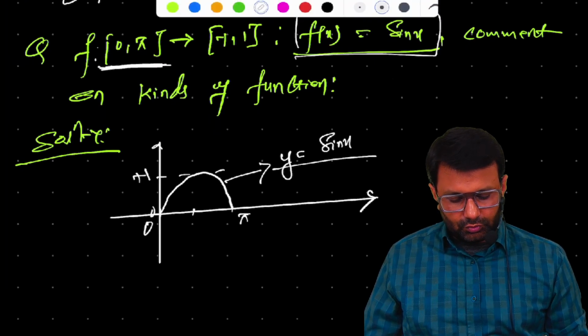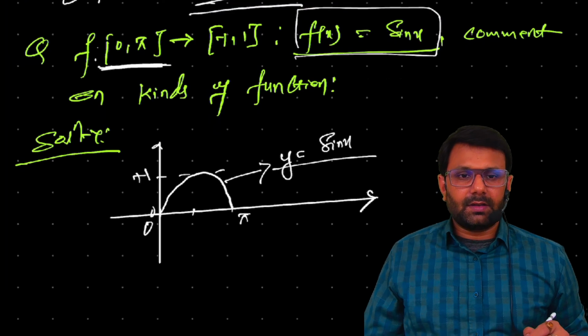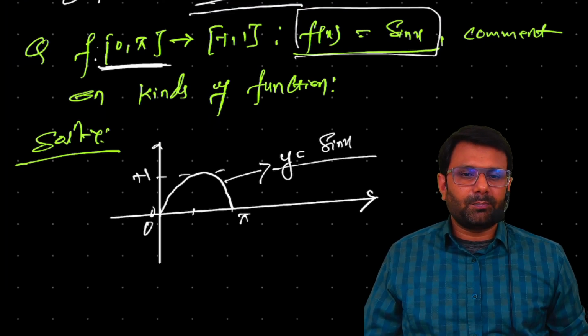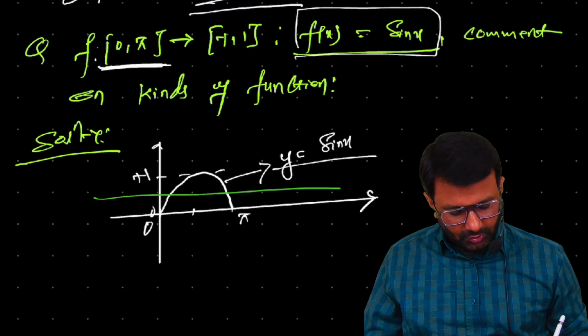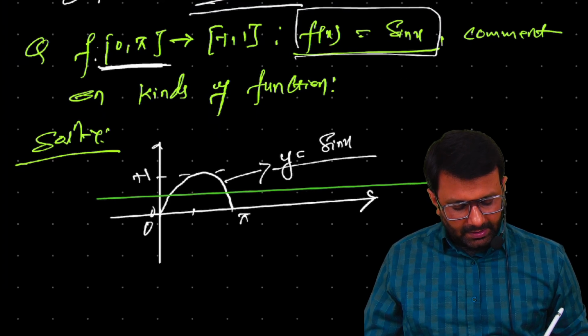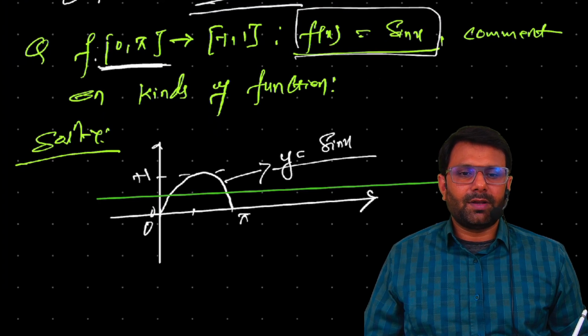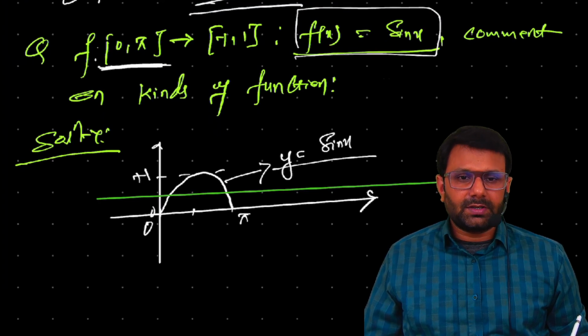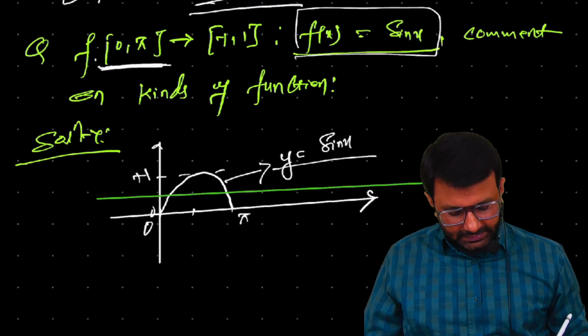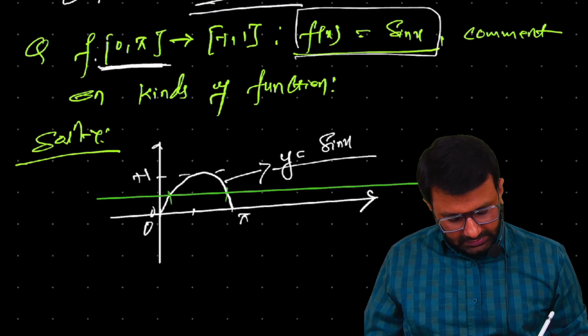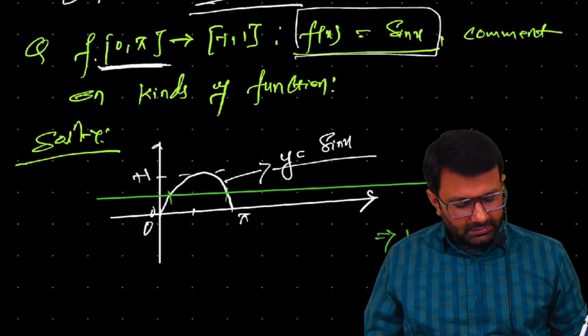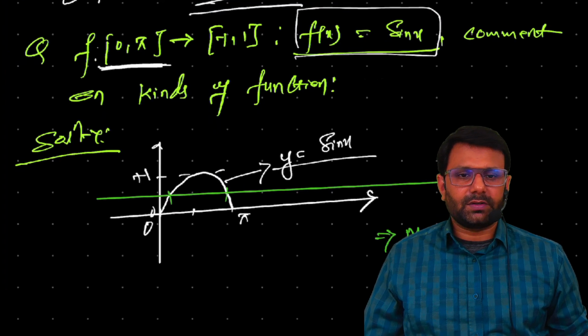Now what you do? Now draw a horizontal line parallel to the x-axis. Now I am drawing a horizontal line parallel to the x-axis. Now check how many times this graph is being cut. So this horizontal line is cutting this graph at two places, na? So at 2 times this graph is cutting, means this is a many to one function.